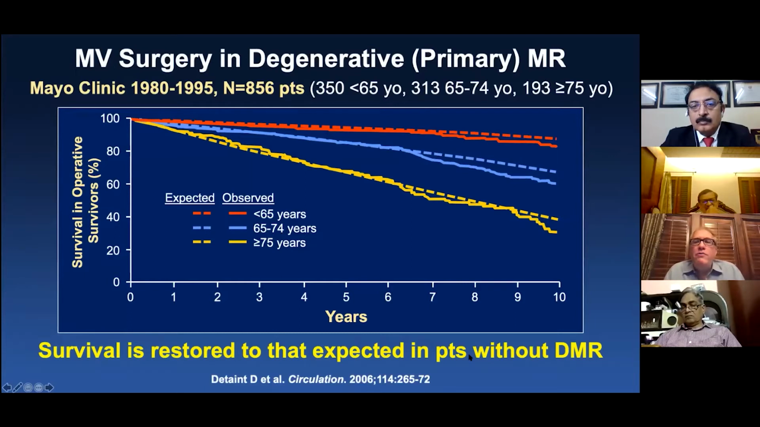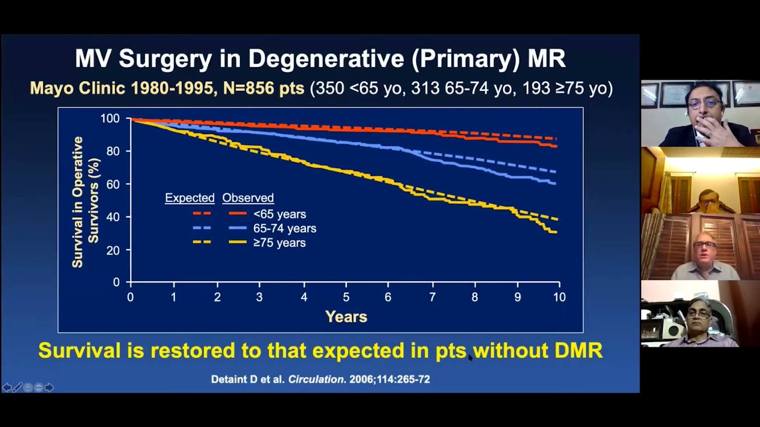In degenerative mitral regurgitation, there are multiple studies that suggest that a good mitral valve repair will place the patient back on their expected age and sex anticipated survival. These are registry data, this one of the largest from the Mayo Clinic, and again, we expect patients to do quite well after a good mitral valve repair, and we know that there are relatively few recurrences and need for repeat operations.